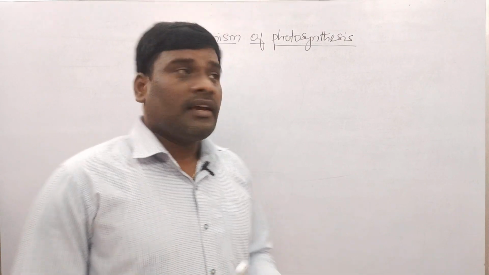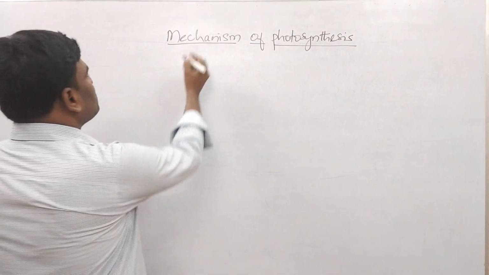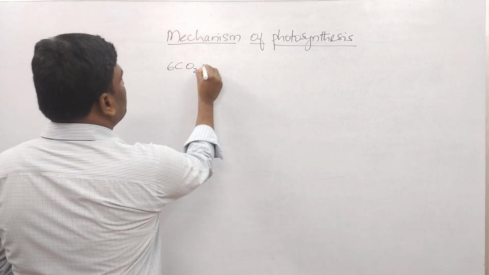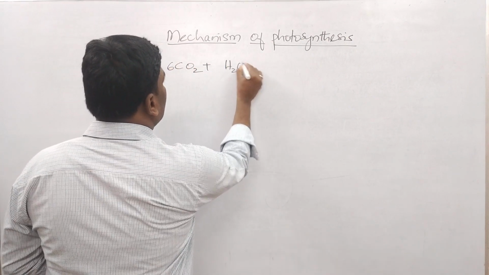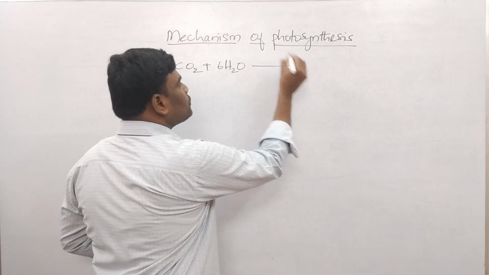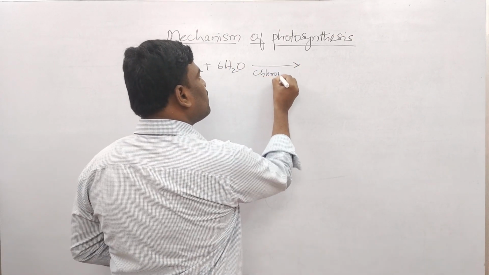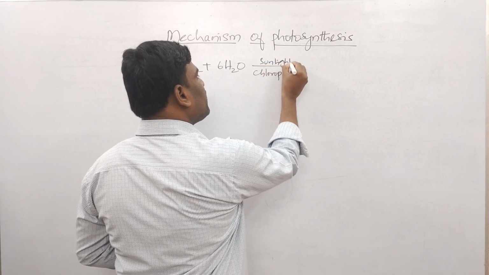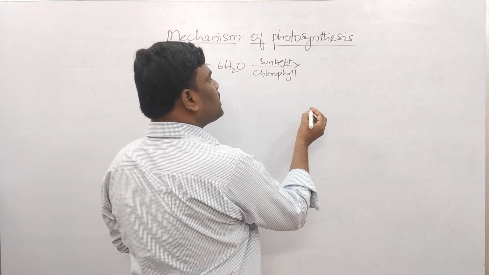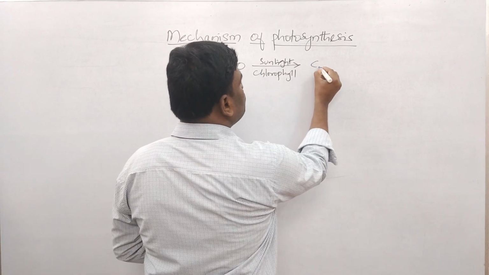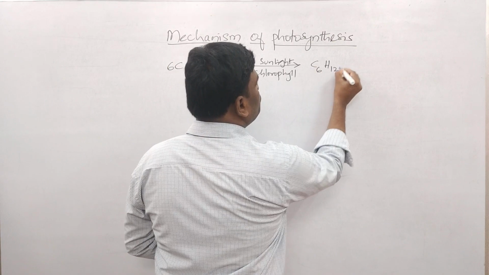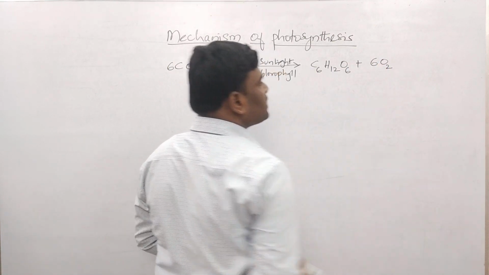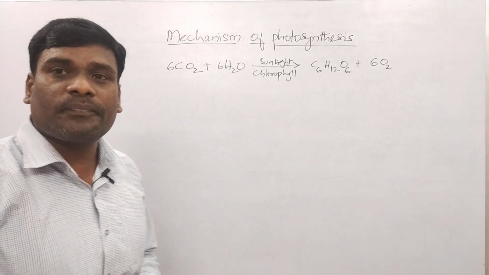If you see the equation of photosynthesis, children, plants take carbon dioxide from air and water from soil, in the presence of what, children? Chlorophyll and sunlight. They prepare a 6-carbon organic substance, that is glucose, C6H12O6, and also oxygen gas is liberated outside, children.